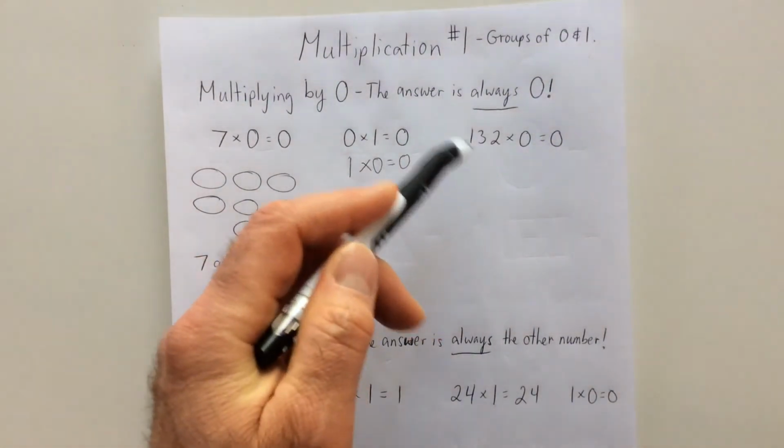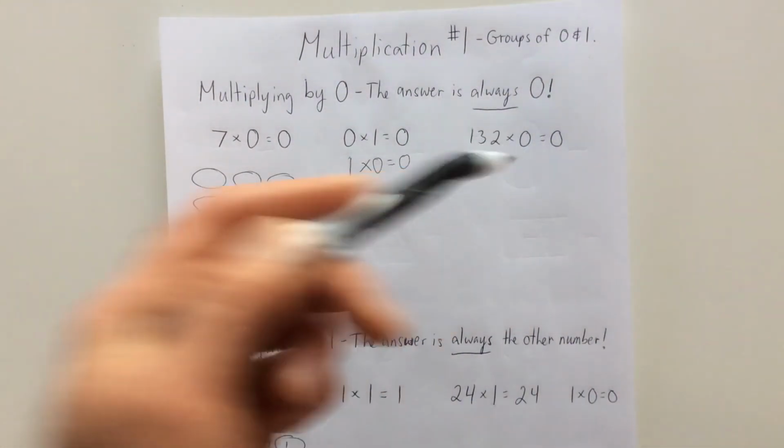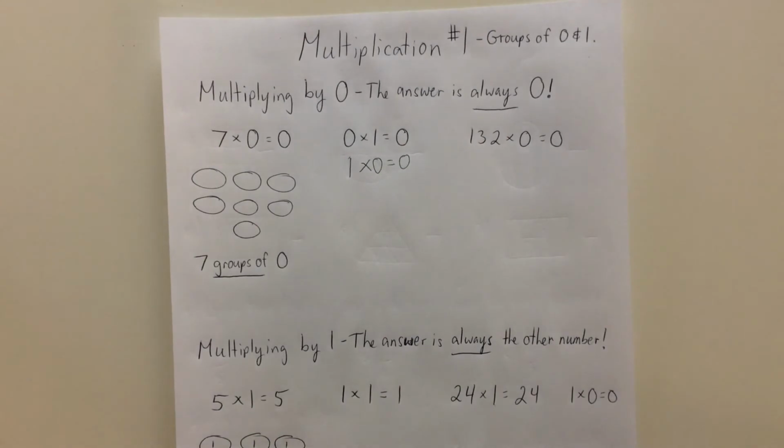Okay, even with bigger numbers, doesn't matter. 132 times 0, it's going to be 0. I'm not going to draw 132 groups of 0. Okay, so you can just imagine 132 groups of nothing equals nothing. Okay, so that's where the groups of comes in. All right, well, let's move on.